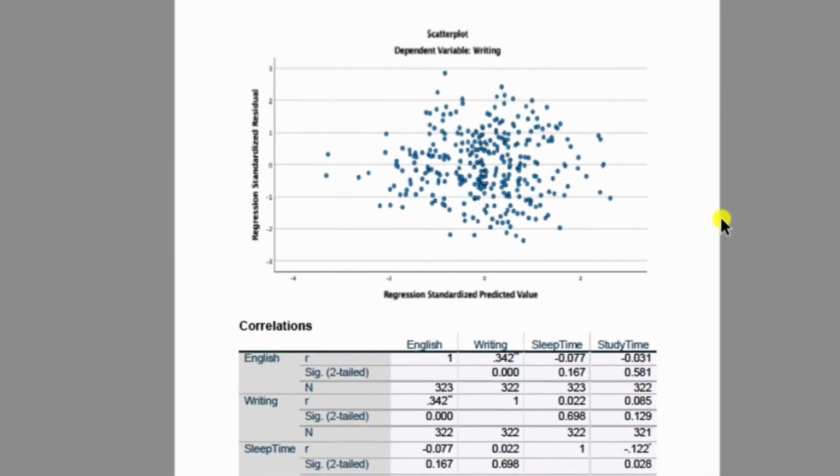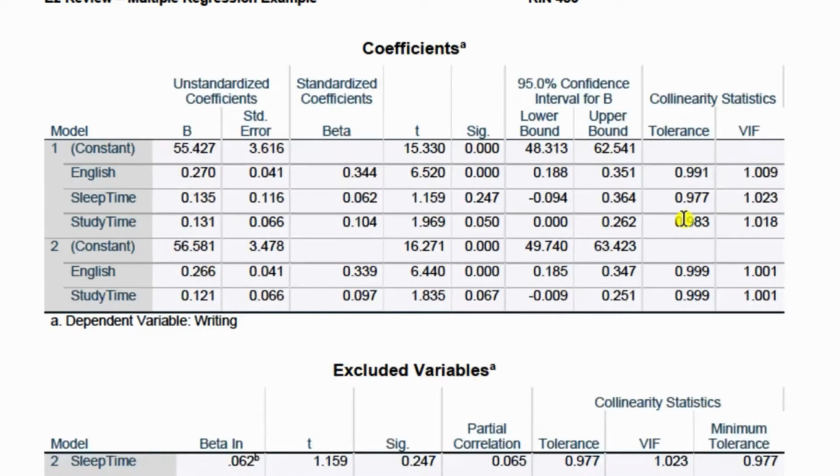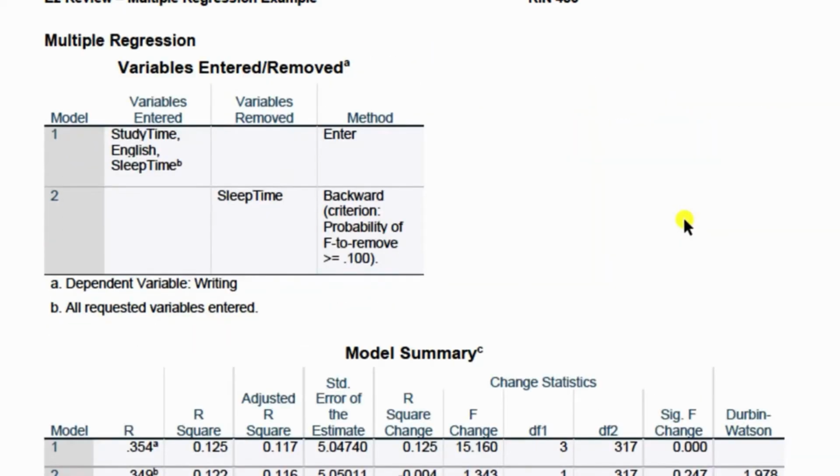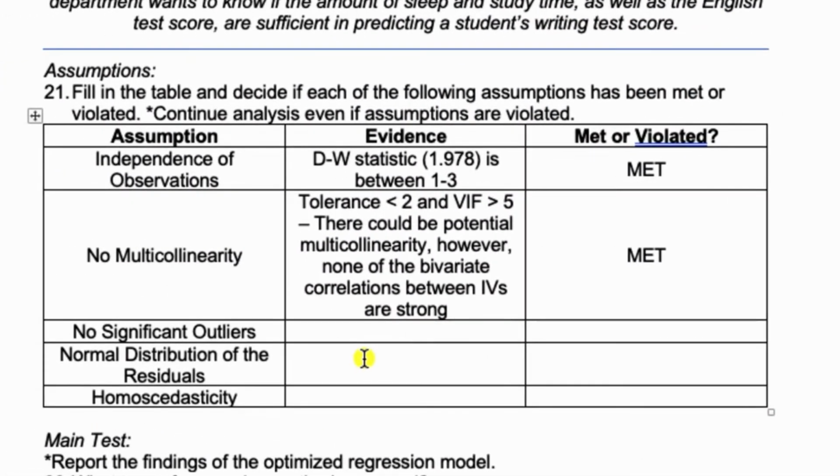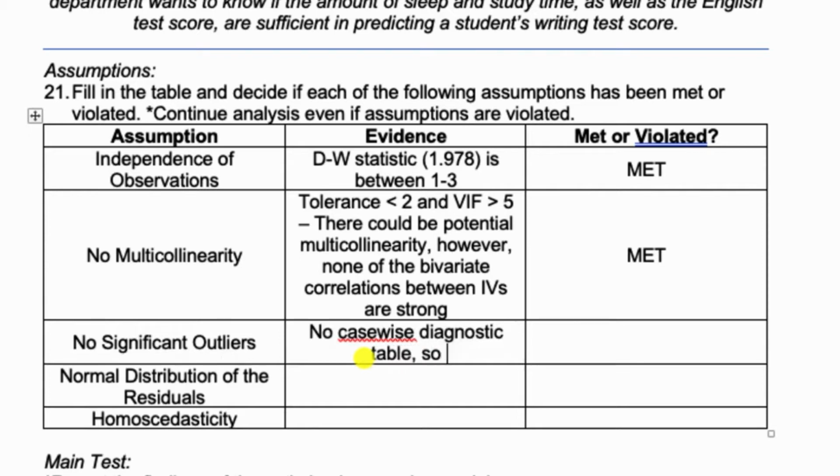Okay. Looking back through our output, we don't have any case-wise diagnostic tables. So because we have no case-wise diagnostic tables, that means we don't have any outliers of our dependent variable. So I would say we've met that assumption.